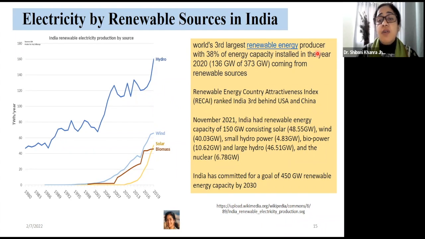and China. Now, recently in 2021, India had a renewable energy capacity of 150 gigawatt, consisting of solar 48.55 gigawatt, wind 40.03 gigawatt, and so on. You can just see the small hydropower, biopower, and large hydro and nuclear. So these are the components which have been included in the renewable energy basket. So a current commitment from India is achieving the goal of 450 gigawatt renewable energy capacity by 2030. It's huge, but this is the current target which has been put as a major goal.